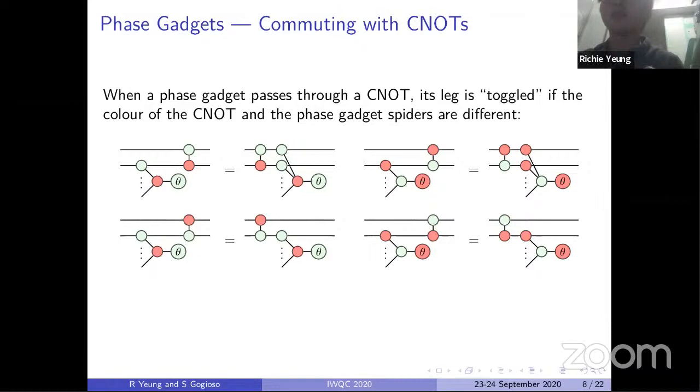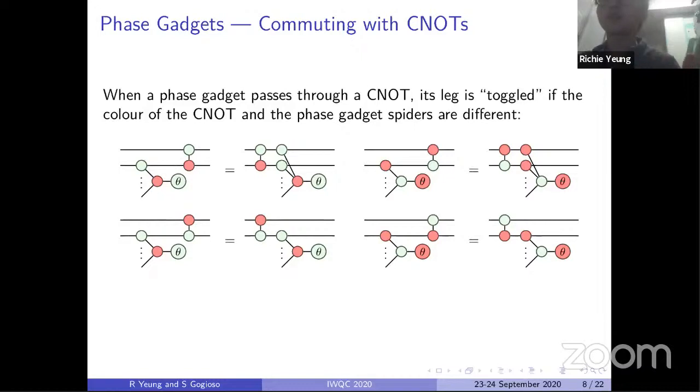If, on the other hand, the colors of the spiders are complementary, one's green and one's red, then when you pass the phase gadget through the CNOT, the leg of the phase gadget would appear on the other wire of the CNOT. And this is the same for both green phase gadgets and red phase gadgets.